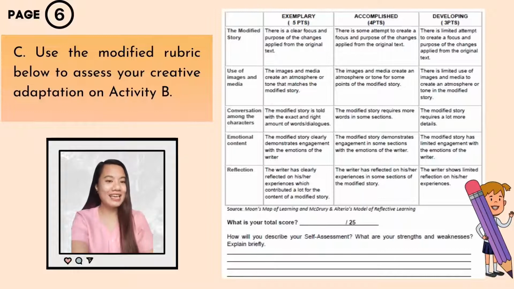And lastly, the reflection. You can get exemplary, or 5 points, if the writer has clearly reflected on his or her experiences, which contributed a lot to the content of the modified story. You can get 4 points, or accomplished, if the writer has reflected on his or her experiences in some sections of the modified story. And 3 points, or developing, if the writer shows limited reflection on his or her experiences.